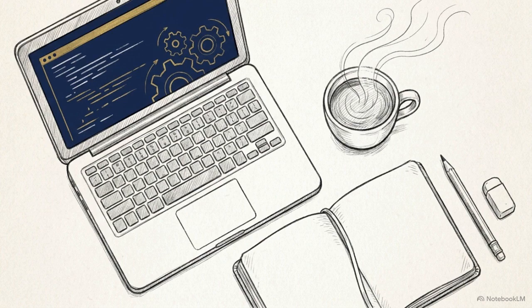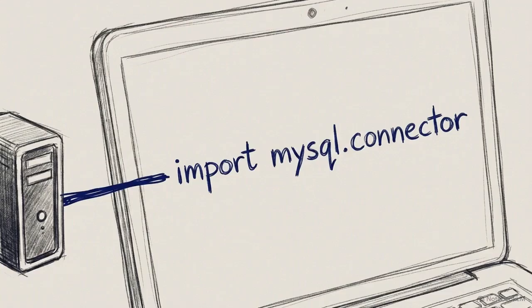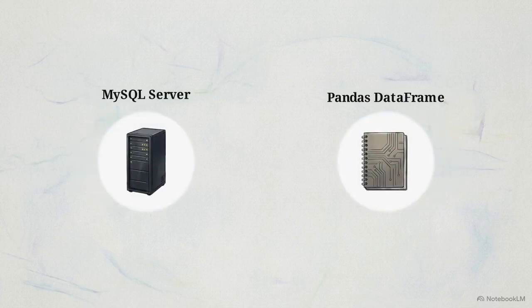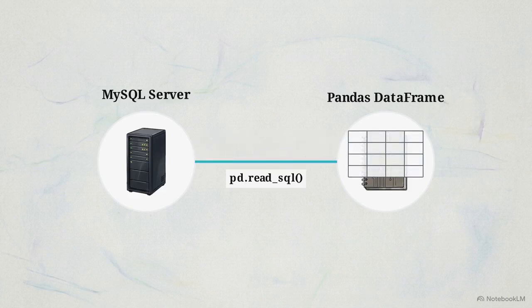Step 1 is getting the data into our workspace. We will use the MySQL connector library in Python to establish a secure bridge between our local database and our Jupyter environment. Instead of exporting static CSV files, we write SQL read queries inside pandas. This pulls the massive customer and transaction tables directly into Python data frames.